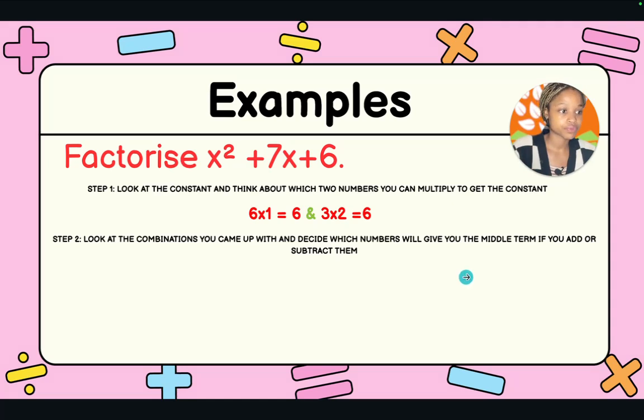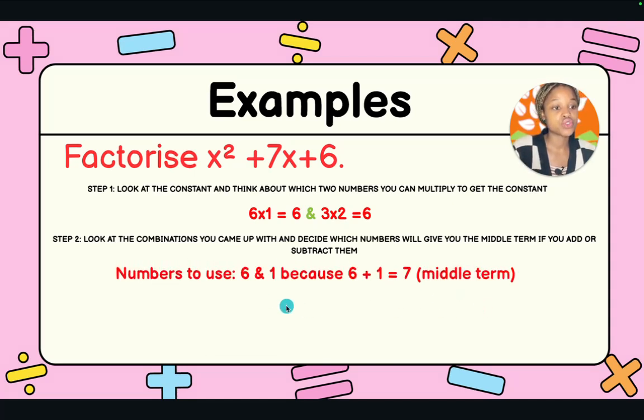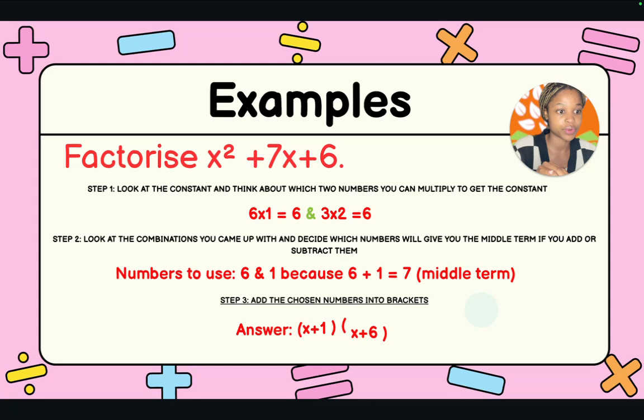So the numbers we're going to use are 6 and 1, because 6 plus 1 is 7. So it's the middle term. Okay, stay with me. Step 3, we put the chosen numbers in two brackets. So our answer here is then x plus 1 and x plus 6. If you remember in part 1 and in part 2, we used brackets. Usually when we're factorizing, at the end of the day, the answer will be in brackets. So our numbers that we've chosen here are 6 and 1, because 6 and 1 add up to give us the middle term, but when we multiply them, they give us the constant as well.